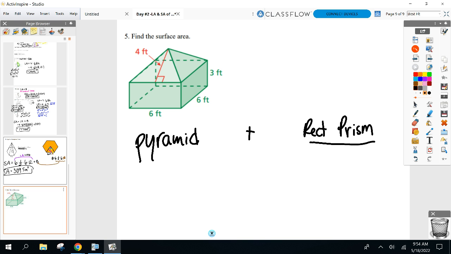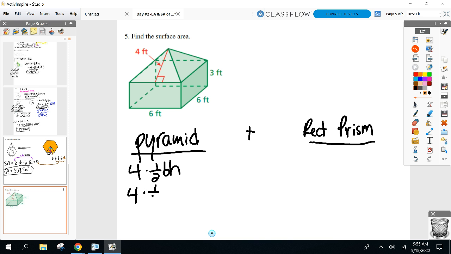And then we're going to add them together. Pyramid. What's showing on the pyramid here? I got the slant height here. Is the base showing? Or is the base covered up? Covered up, so don't count it. So what's the only thing showing? How many triangles? That's the only thing you should be calculating here, because the base is being covered up.